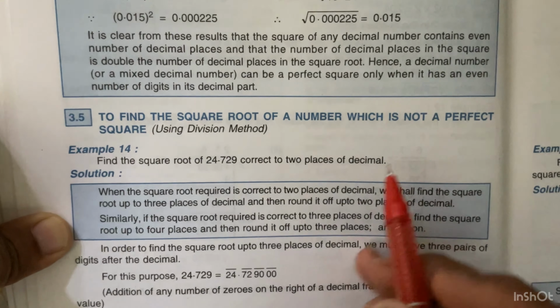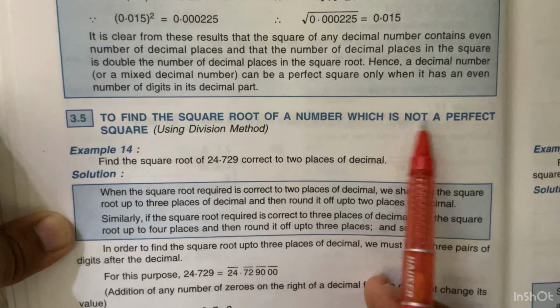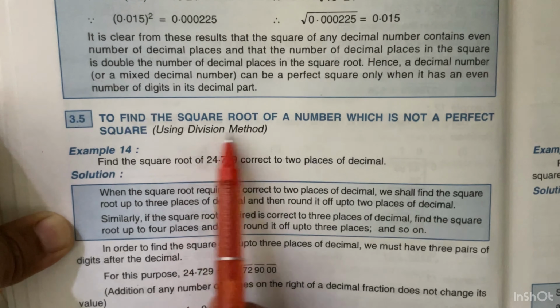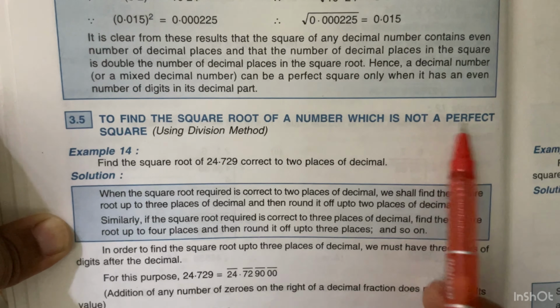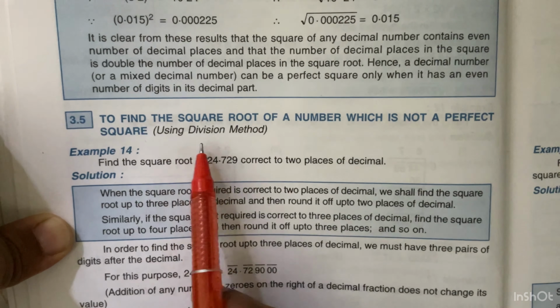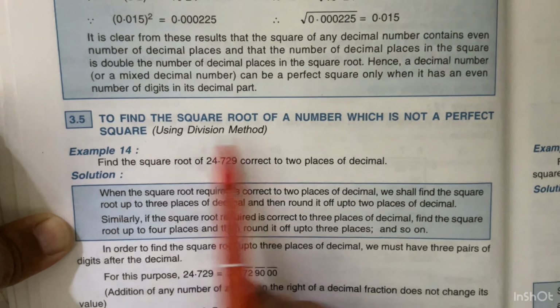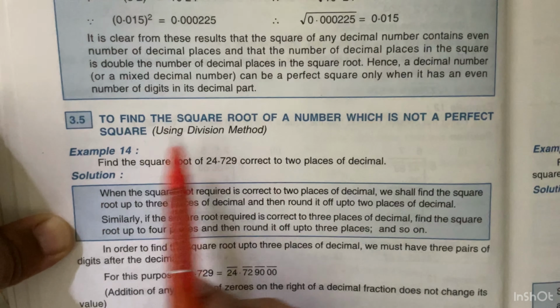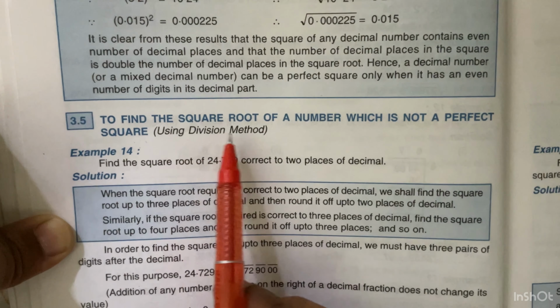So in this video, I'm going to start with finding the square root of a number which is not a perfect square, using the division method only. Until now, whatever we have discussed, the numbers were perfect squares, but in this video we are going to discuss numbers that are not perfect squares, also by using the division method.